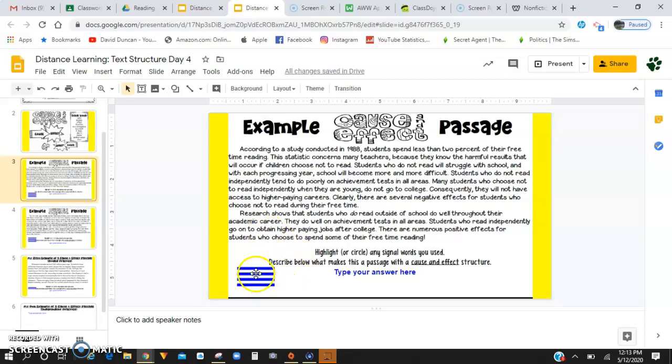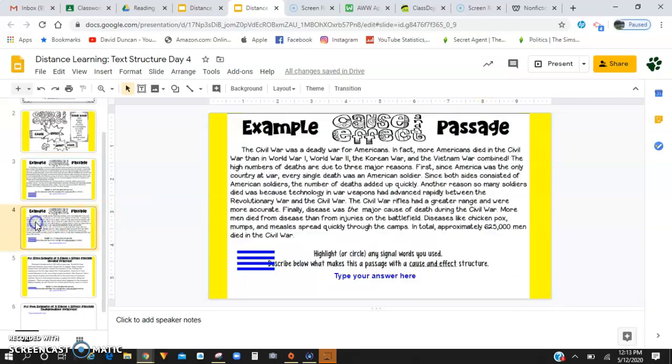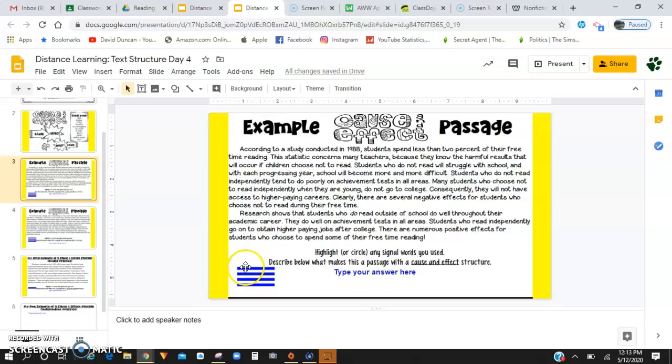Okay, I'm going to underline some signal words. Again, our signal words are cause, because, effect, therefore, and so on. So looking at my passage here, I know that many students who choose not to read independently, they're going to, consequently is one. So I'm going to underline consequently. There we go. Okay, down here.